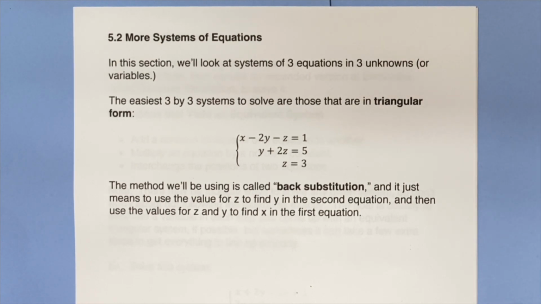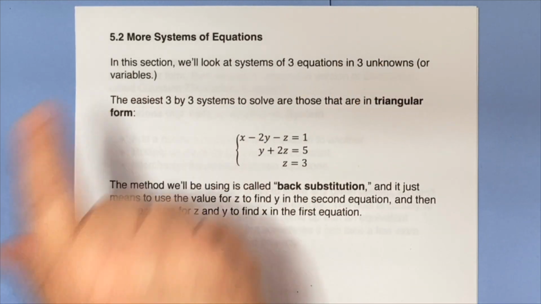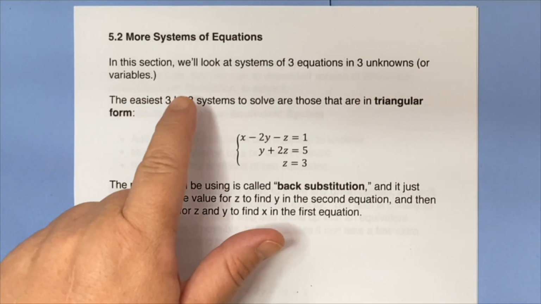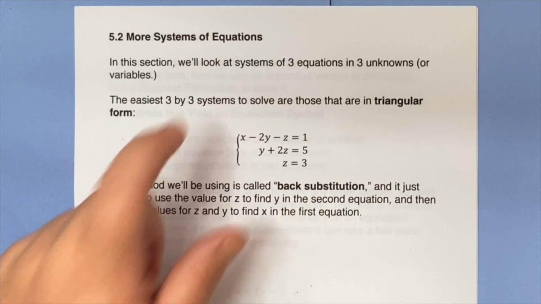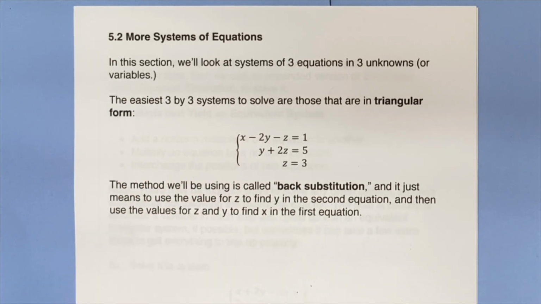But first, we got to talk about how we're going to approach 3 equations with 3 unknowns. Unknowns is another word for variable. And so this is called a 3 by 3 system. Now, these are a little more complicated than the 2 by 2 systems we were just working with. So we're going to come up with a few different ways to approach it. And the first one is just to recognize when it's a good situation.